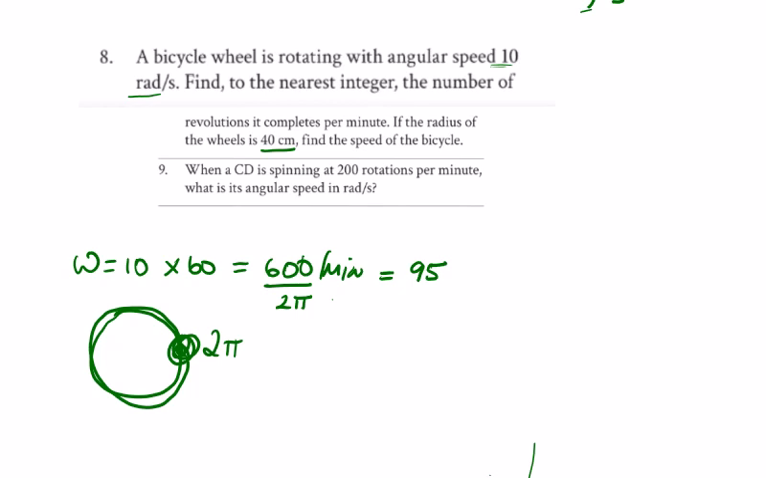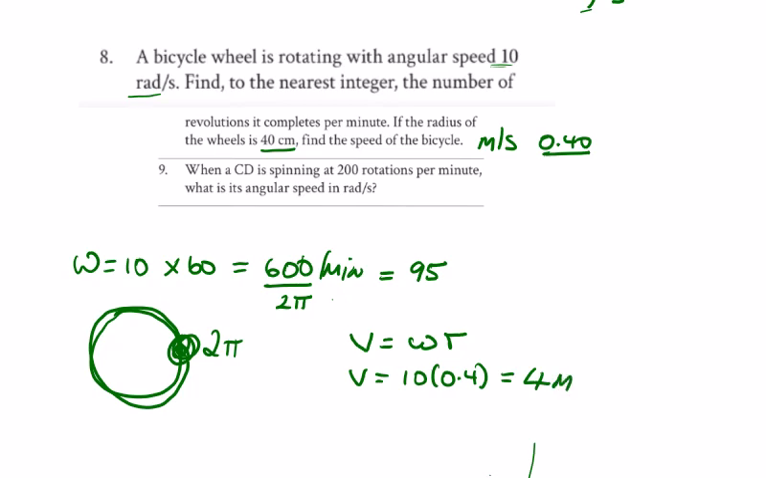And then if the radius is 40 centimeters, find the speed of the bike. The speed v is equal to the angular speed times the radius. And presuming they want the speed in meters a second, we set 40 centimeters to be 0.4. So the speed is equal to 10 times 0.4, which is equal to 4 meters a second.